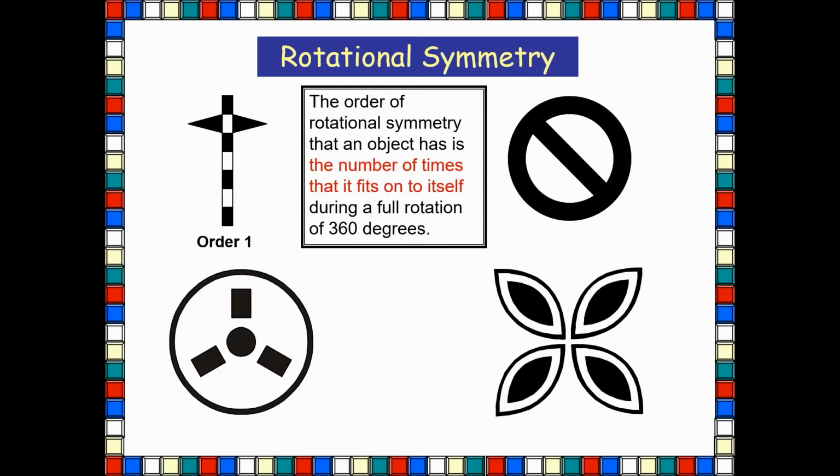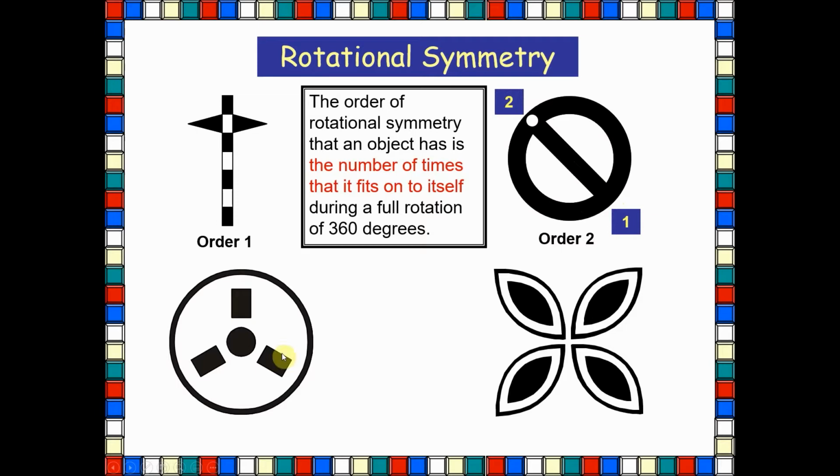The second one, this shape over here. So we'll put a circle over there so that we know where we have started. And as you can see, this shape fits 1 and 2. So it has rotational symmetry of order 2, because it fits onto itself twice in a 360-degree full rotation.